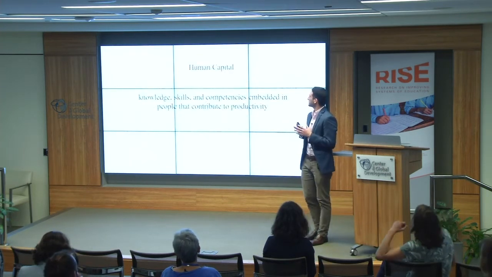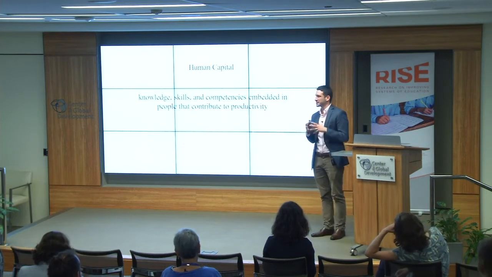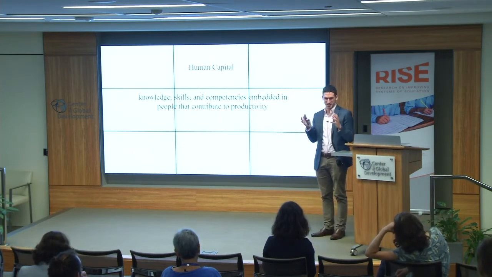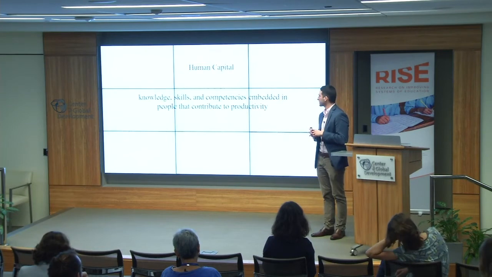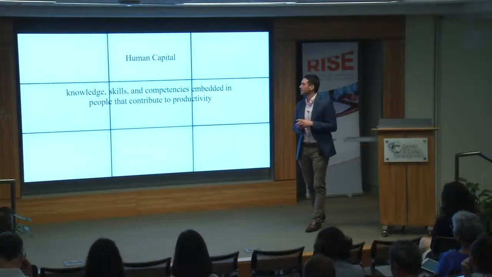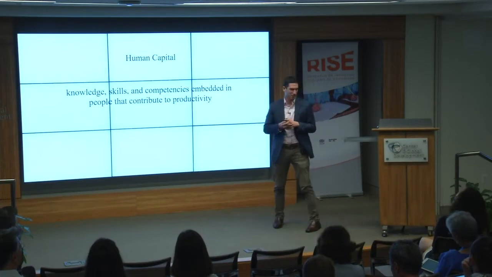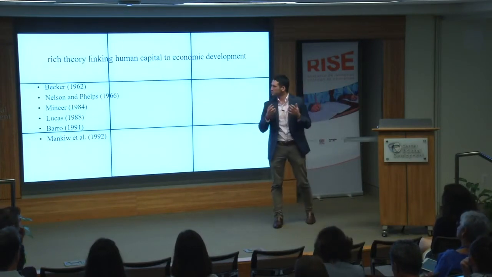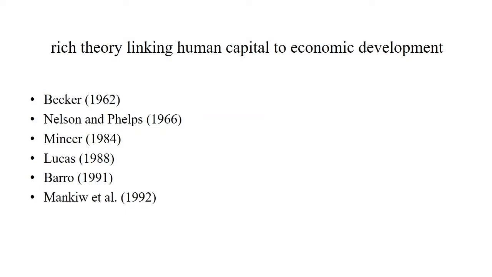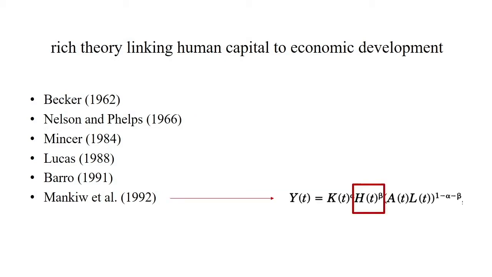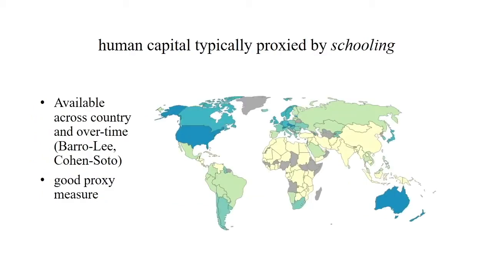So, starting with the definition of human capital, interesting as we looked at this, the precise definition is not word by word agreed on, but notionally it is knowledge, skills, and competencies embedded in people that contribute to productivity. There's a rich theory linking human capital to economic development, starting with Becker formally and popularizing this in economics. You see the big H in the aggregate production function. This is really core in economic theory.